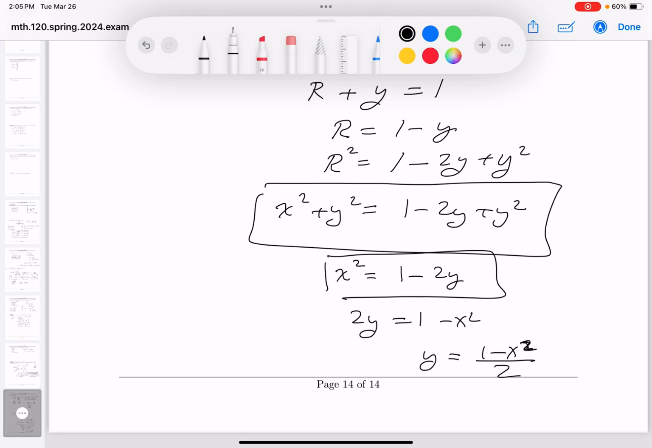Now again, someone says, what's the best form? I'm not going to say one form is better than the other, but I think the last form is probably the most recognizable to me. It's a parabola. It faces downward, by the way. And we're done with the exam. Thank you for paying attention.